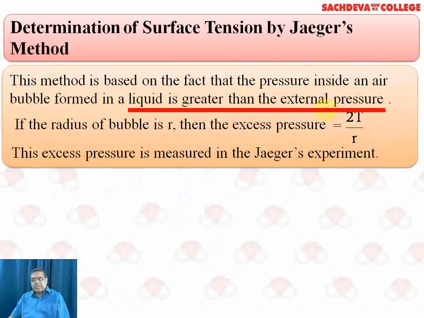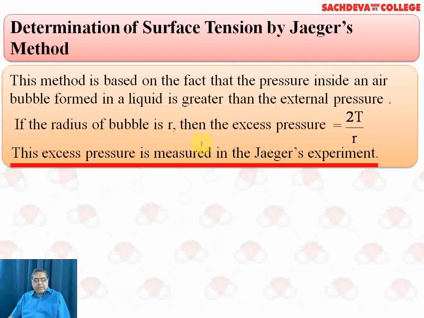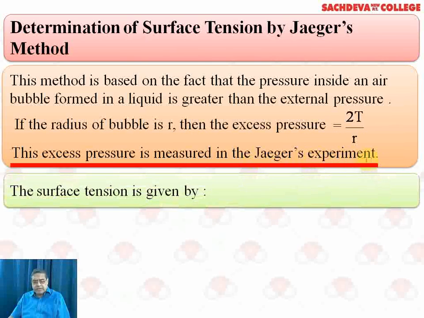This method is based on the fact that the pressure inside an air bubble formed in a liquid is greater than external pressure. So if the radius of the bubble is R, then the excess pressure will be 2T over R, where T stands for tension and R stands for the radius of the bubble. This excess pressure is measured in Jaeger's experiment.